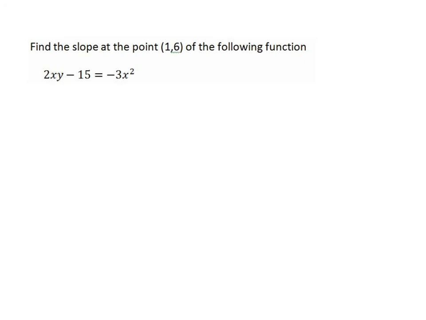So I have one more, and it's very similar to what we just did, except I want you to calculate the slope at that coordinate. So we don't do anything differently. Still follow our implicit rules. Still do your normal derivative steps. We just plug in that coordinate at the end.